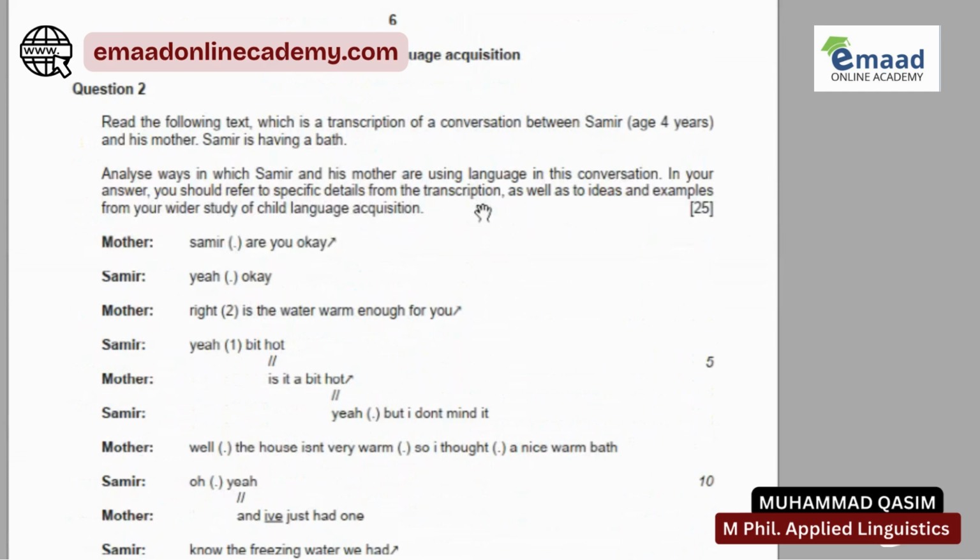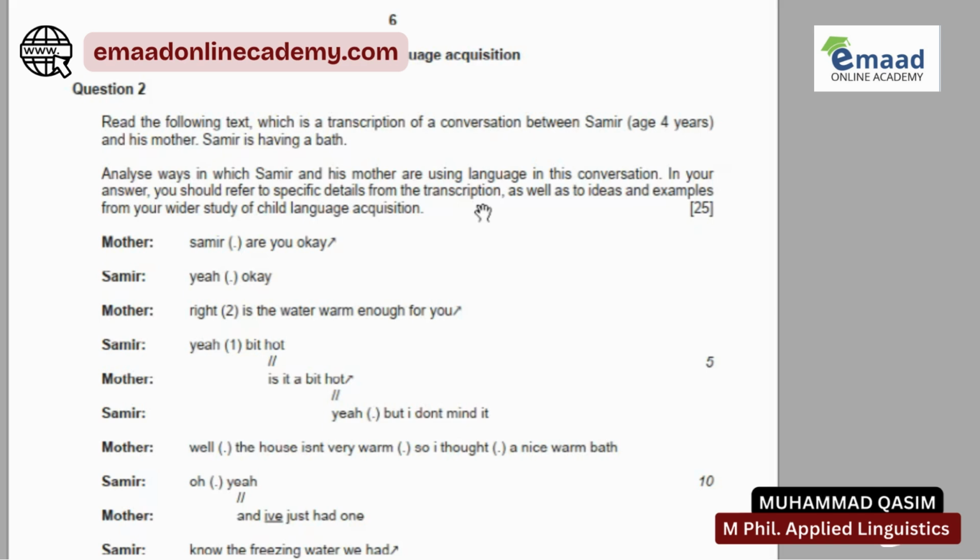Again you have 25 marks for this section, which is based on child language acquisition. Read the following text, which is a transcription of a conversation between Samir, age 4 years, and his mother. Samir is having a bath. Analyze ways in which Samir and his mother are using language in this conversation. In your answer, you should refer to specific details from the transcription as well as to ideas and examples from your wider study of child language acquisition.